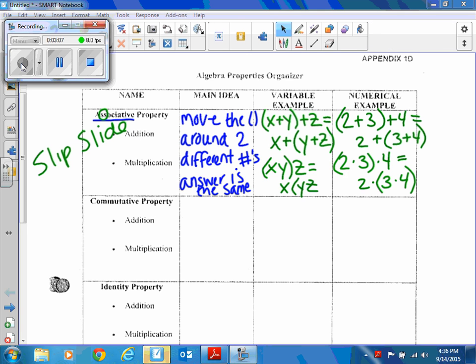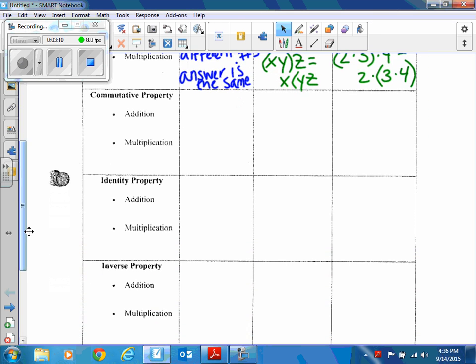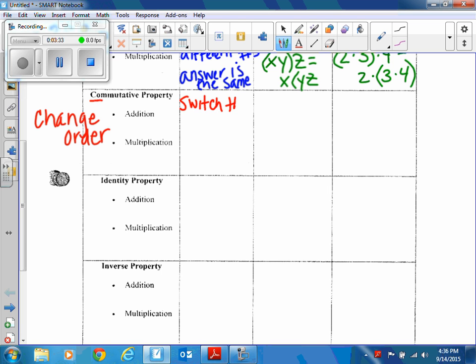The next one we're going to look at is the commutative property. This one, your big hint is going to be right here in this CO. And that CO is going to stand for change order. So for the main idea, we're going to switch the order of the numbers. We're going to switch the order of the numbers.